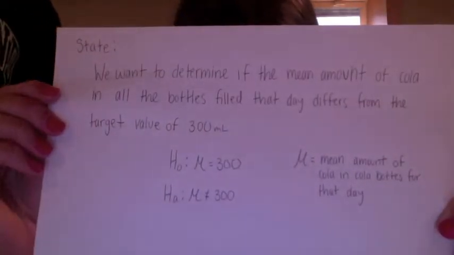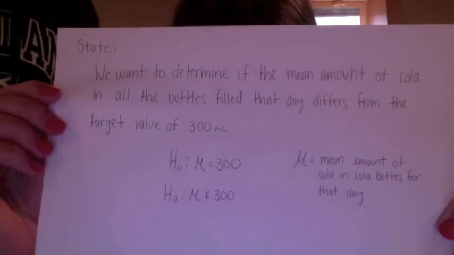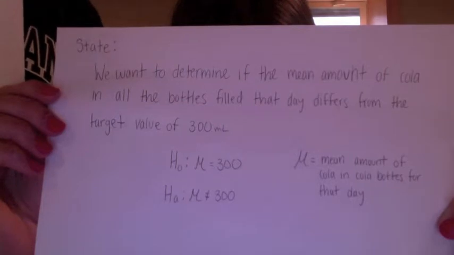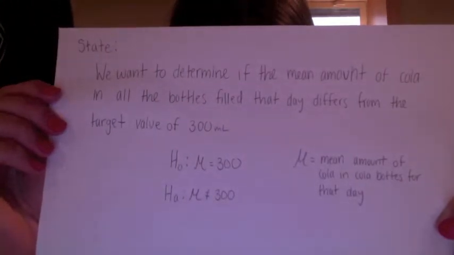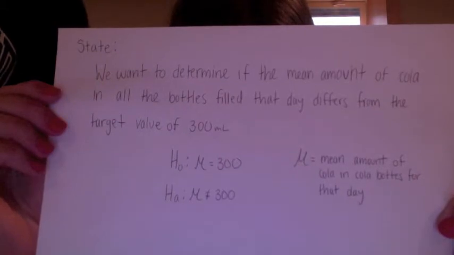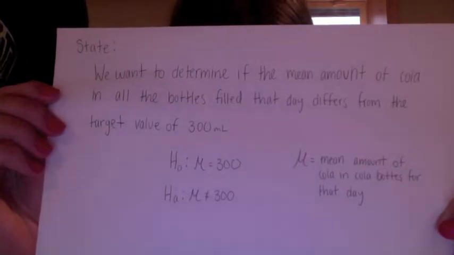The first step of our one-sample t-test for means is the state. Our state for this problem is, we want to determine if the mean amount of cola in all the bottles filled that day differs from the target value of 300 milliliters. Now, in the state, you also need to state the null and alternate hypothesis, and then define any variables that are used.